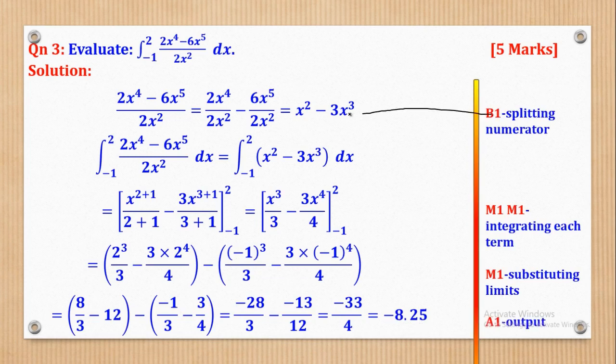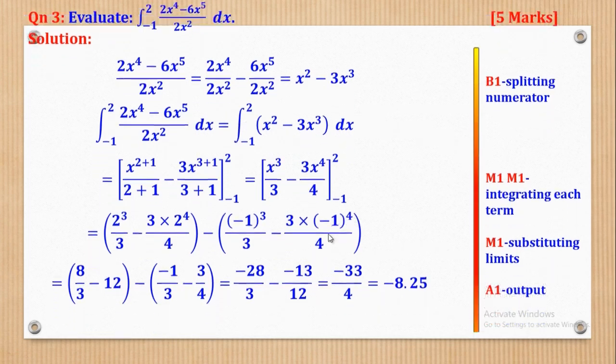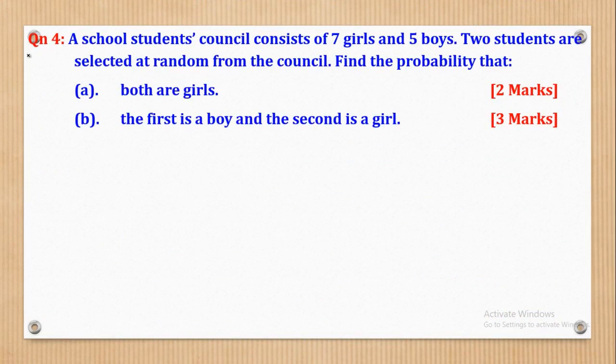So B1 for splitting the numerator, M1 for integrating this term, another M1 for integrating this term, M1 for substituting limits, A1 for the output. So that was question 3. Now we shall go to question 4.